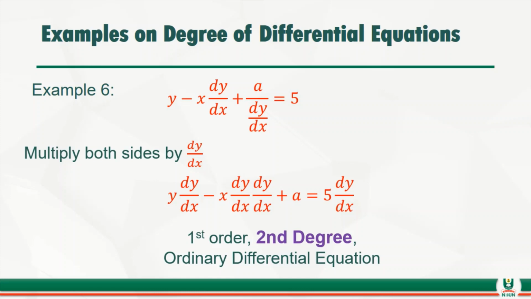So how do we classify this? We can now call this one first order second degree. Why do I call it second degree? You notice that here I'm having dy/dx times dy/dx, and by the time you have dy/dx times dy/dx, that means that you are having dy/dx squared. That is why you come up with a second degree ordinary differential equation.